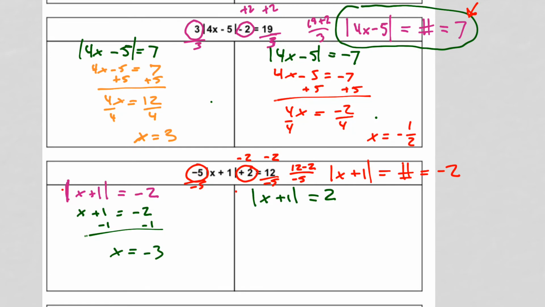And here we have x plus 1 equals 2. Subtract 1, and you'll get x is equal to 1.